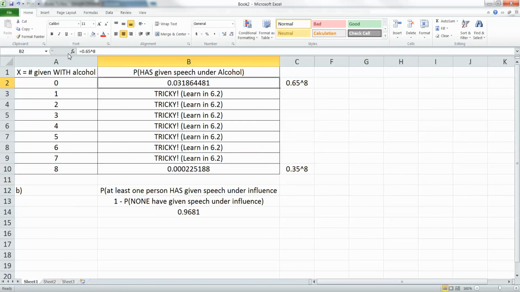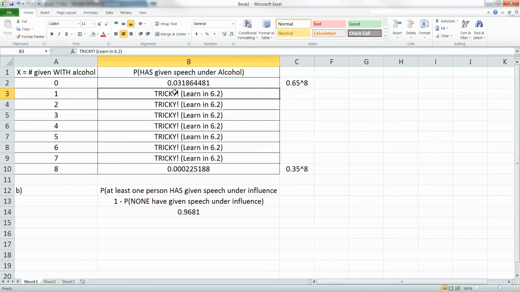And then up here is none of them have. None of these 8 people have ever given a speech while they're drunk, or under the influence of alcohol. So that's 0.65, the chance the first person was not under the influence. And then the next person is 0.65, and the next person's 0.65, and then you have 8 of them all together.